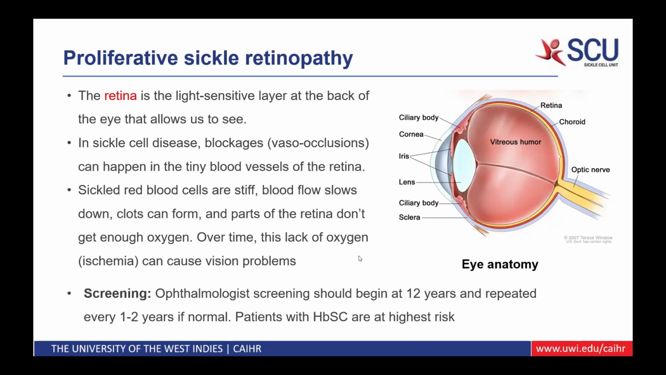Right. In sickle cell disease, you do have some of these blockages that I spoke about before, and they can happen in the tiny blood vessels that are in the retina. And I'm going to show you what that looks like.